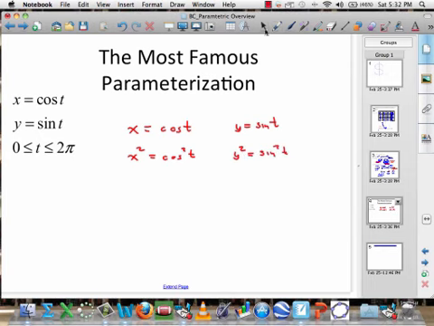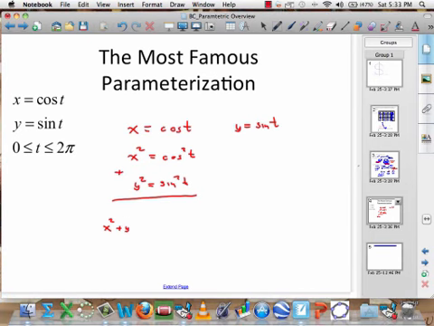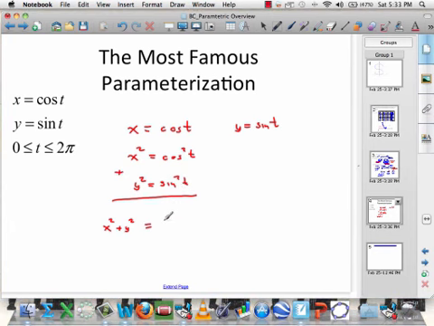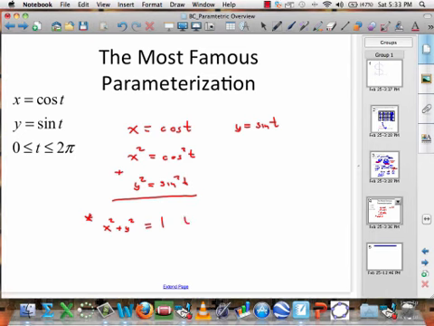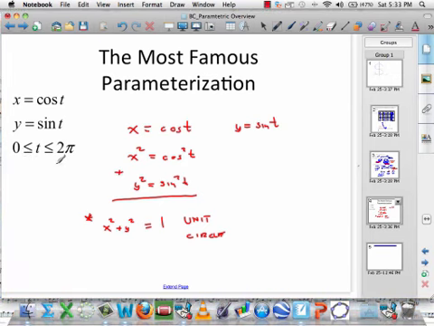Let's add these equations together and see what we get. You're going to get x squared plus y squared equals 1. Why is it 1? Because cosine squared of an angle plus sine squared of an angle is always 1 by the Pythagorean identity. And check it out, this is the equation for the unit circle centered at the origin. As long as you let t go through a full range of values that would put you around the circle one time, you'll get the whole circle plotted.